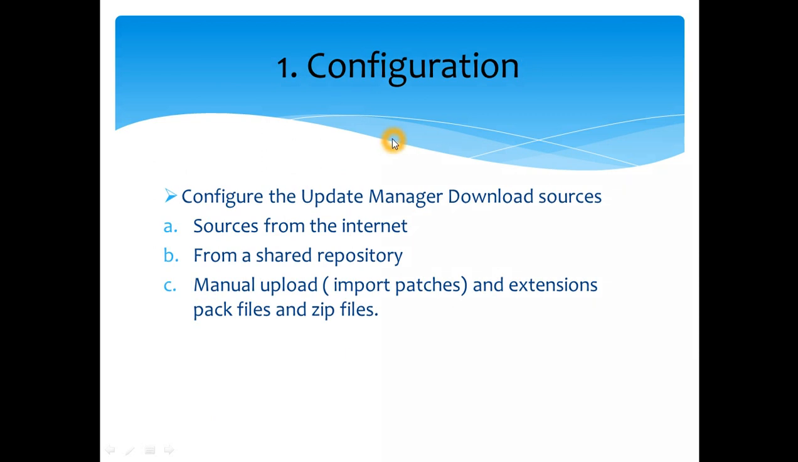Okay, so on the configuration side, as I was discussing earlier, you configure the update manager download sources. The sources are, first of all, your vCenter goes out to the internet and pulls from the VMware repository or third-party repositories, from a shared repository, which I was talking about. The VMware download service is an option if you have a restricted environment where your vCenter is not exposed to the internet. And the third and final option is you can download the patches manually from VMware and then upload the important patches and extensions.